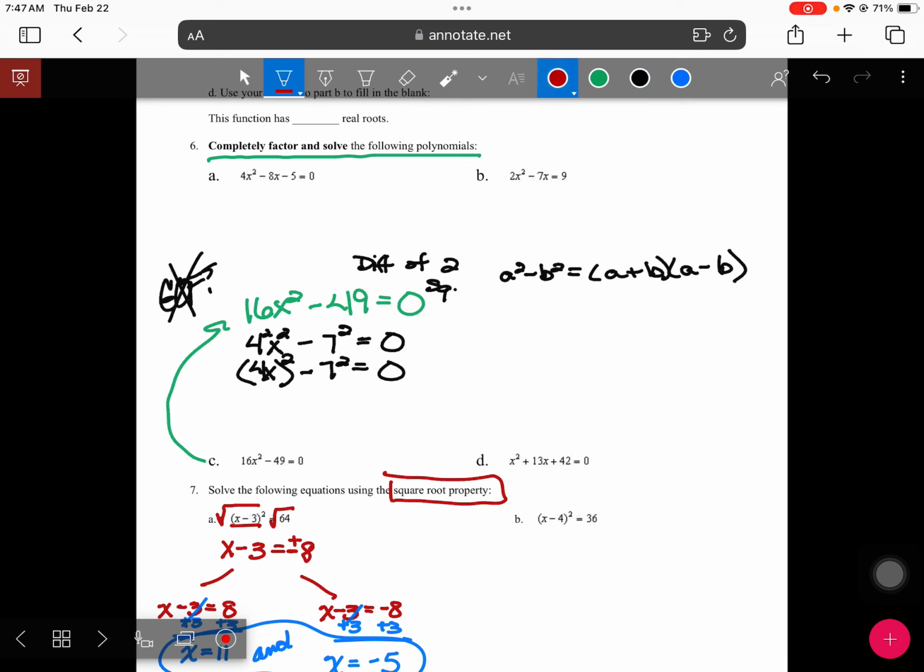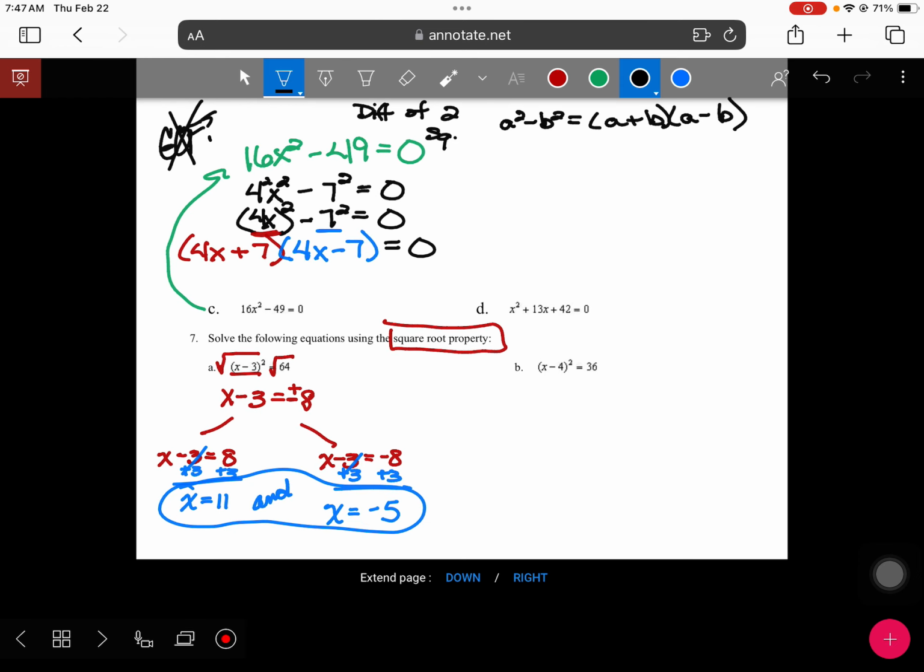So here is my a, here is my b. Boy, you're starting to sound like me now. So this is 4x plus 7 and 4x minus 7 equals 0. Hey, that looks pretty, doesn't it? I'm done, right? No, you've got to solve.